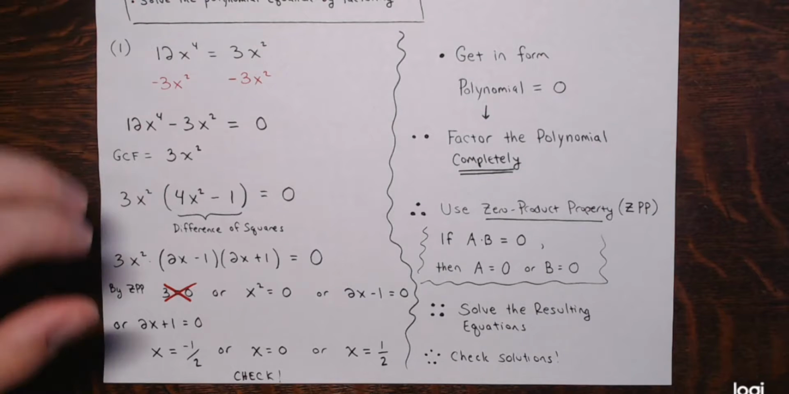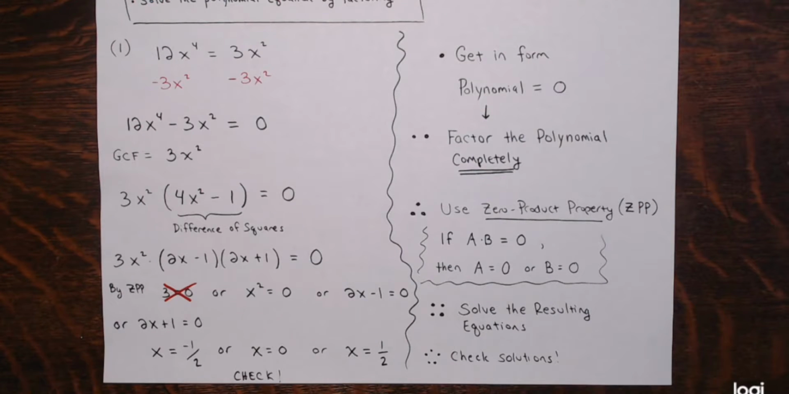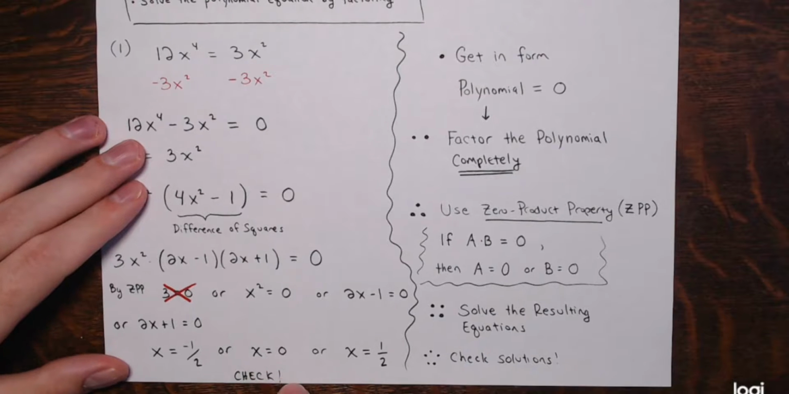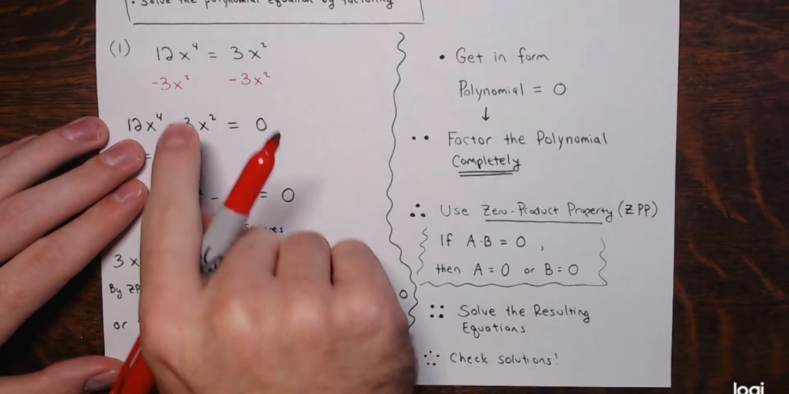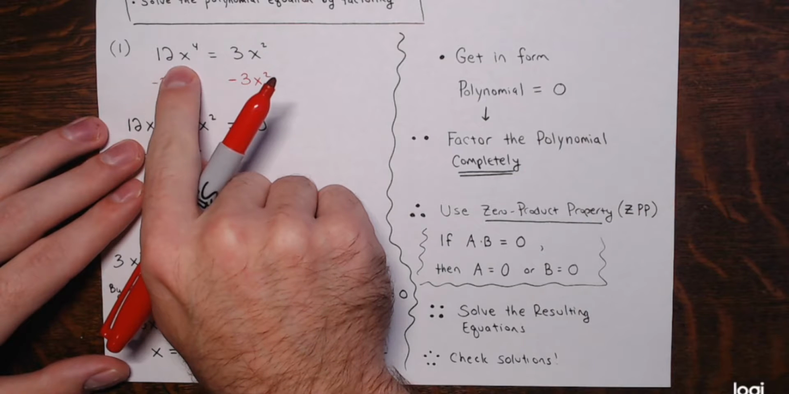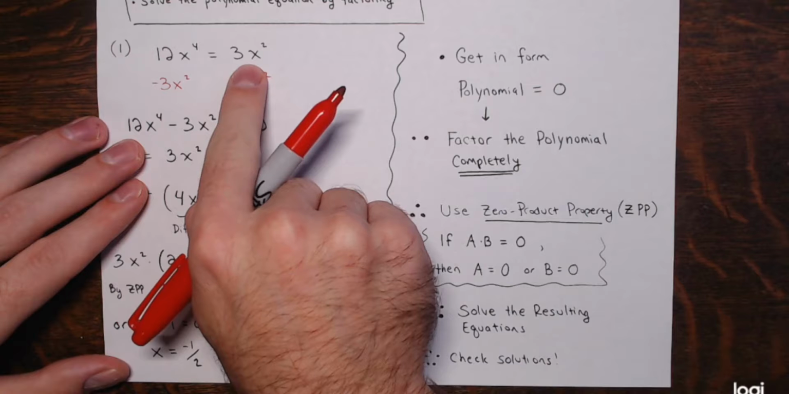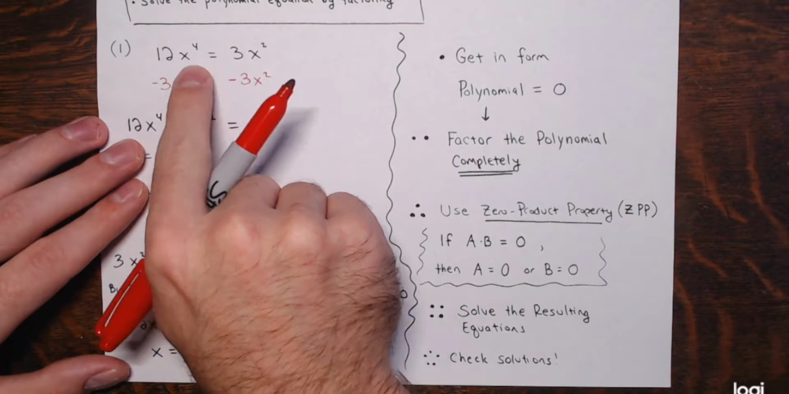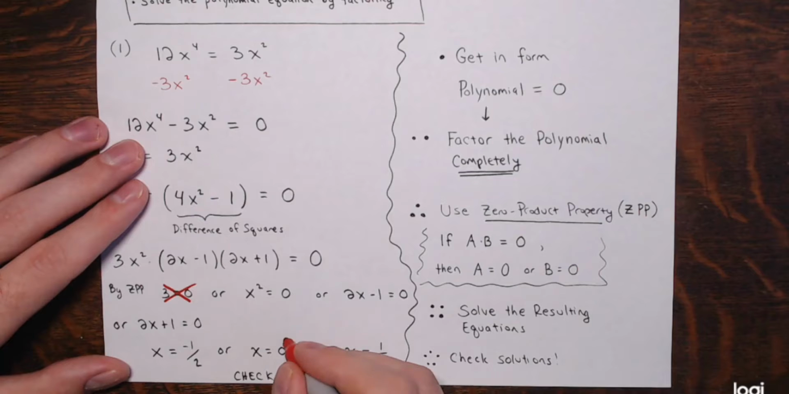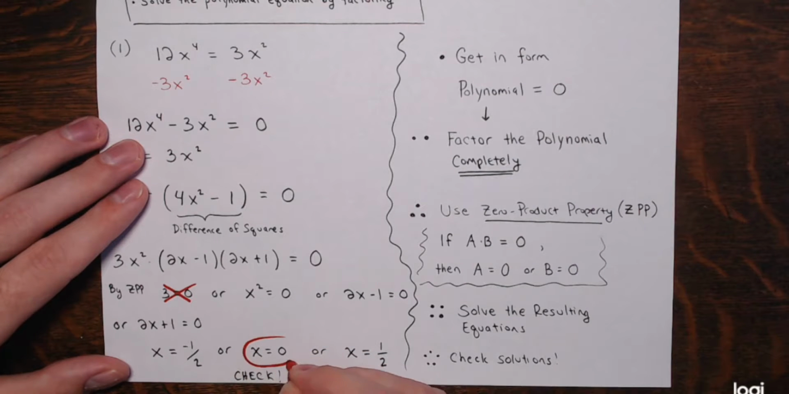Now the easiest one to check would be 0. Now I'm going to just do this mentally. When x equals 0, the left side of this equation is clearly 0. 12 times 0 to the 4th. And the right side of the equation is also 0. 3 times 0 squared, right? So you'd get 0 equals 0. So 0 works. I'm going to circle that one.